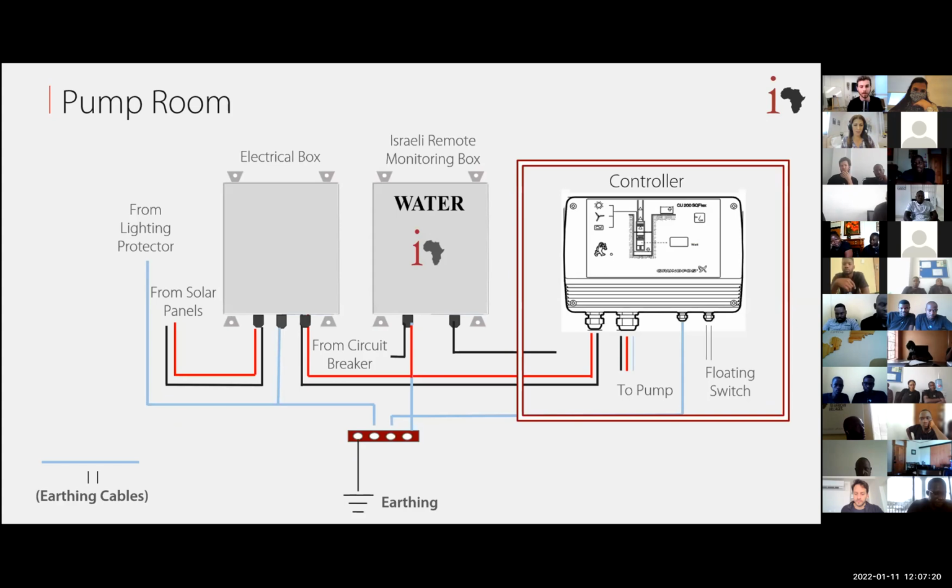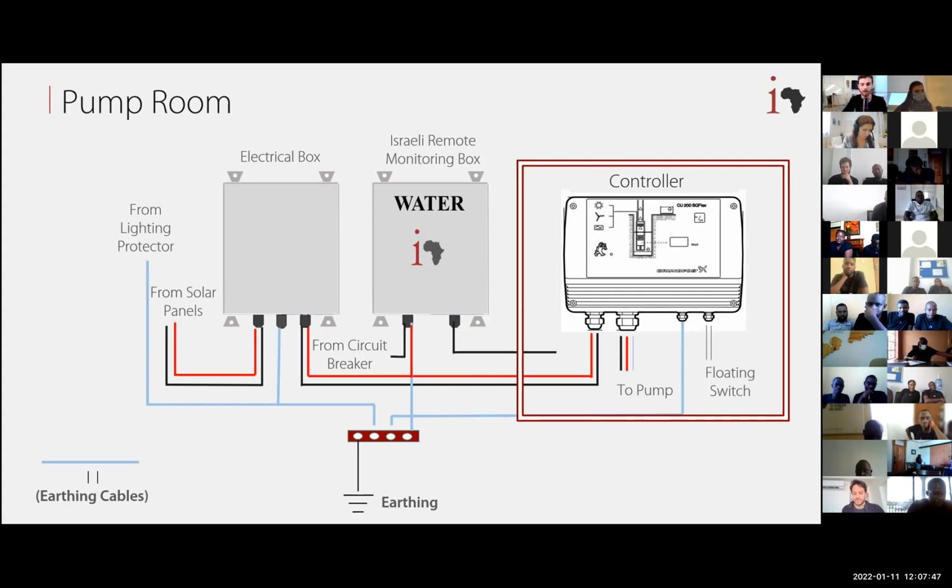Now we get to a more interesting part, our pump room, just like Tal mentioned in his lecture. Now we have the electricity components in the pump room. Just like I mentioned, the first one is the controller, which gives us the ability to control the pump and the system monitoring. It connects the floating switch, and the electricity to the pump runs through it. And the second thing is the Israeli remote monitoring box, which we will elaborate on, and the electrical box.